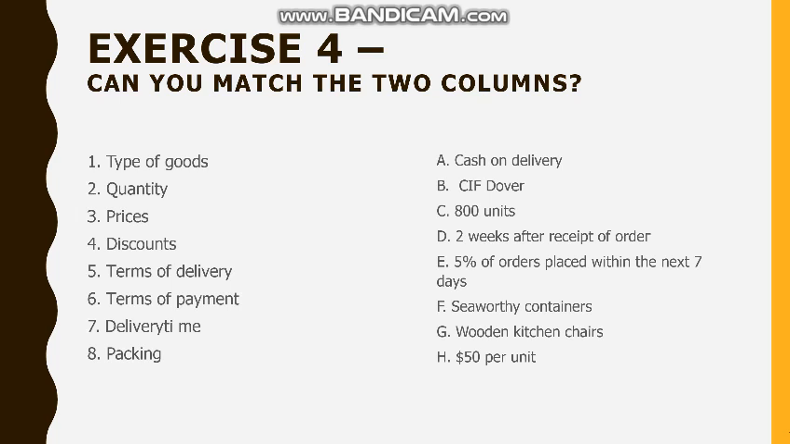Exercise 4. Can you match the two columns? 1, 2, 3, 4, 5, 7, 8: type of goods, quantity, prices, discount, term of delivery, terms of payment, delivery time, packing. And then you match them to the items beside them, A, B, C, D, E, F, G, H. You can do it at home.